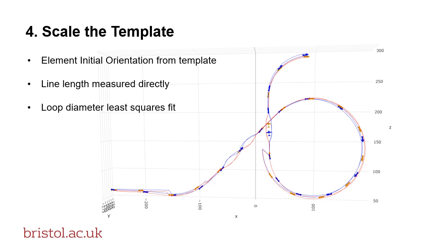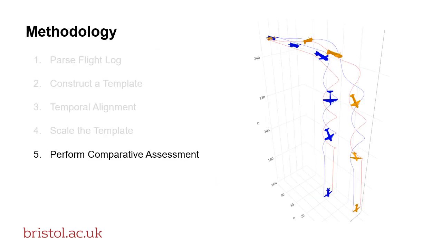By aligning the initial positions, we can measure the line length directly, and we can measure the loop diameters by fitting circles. The last step in the process is to compare the template elements to the flown elements. This picture shows a comparison of a flown spin to a template spin. It's a nice example, but we'll carry on looking at loops in more detail.